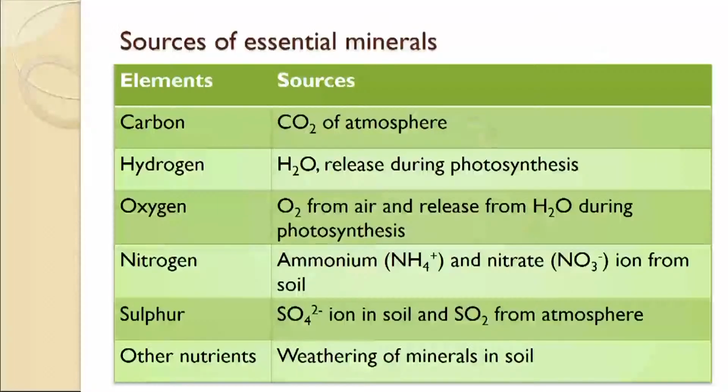So let's discuss what the sources of essential minerals are. For carbon, the carbon dioxide present in the atmosphere is the main source, while for hydrogen it is the water which is taken up by the plant root. This water, during the process of photosynthesis, splits into H plus and OH minus. This H plus ion acts as a source of hydrogen.